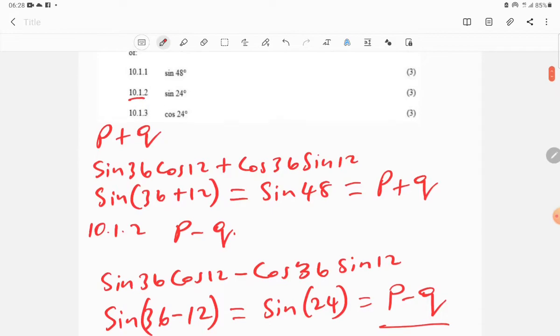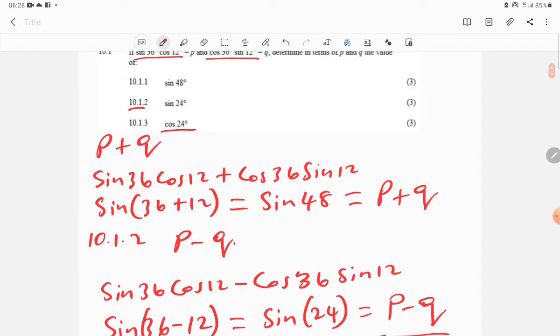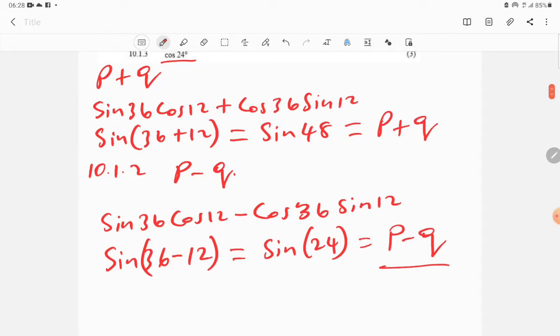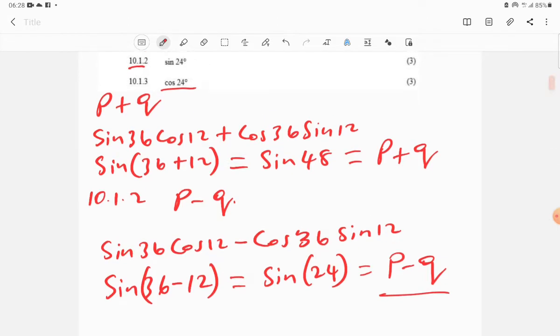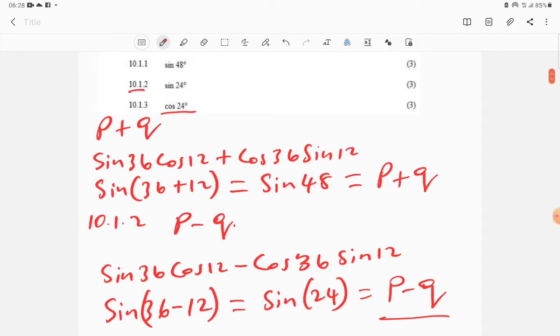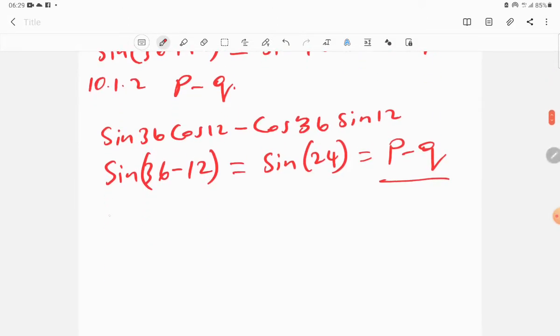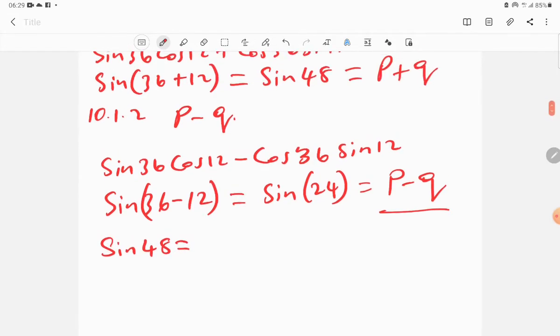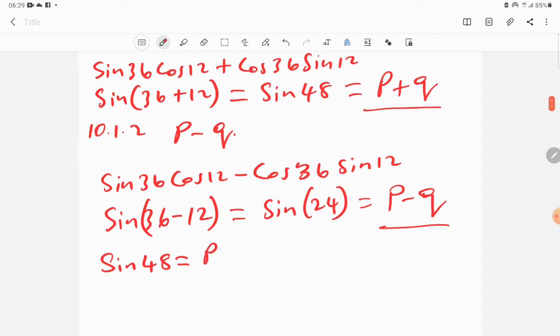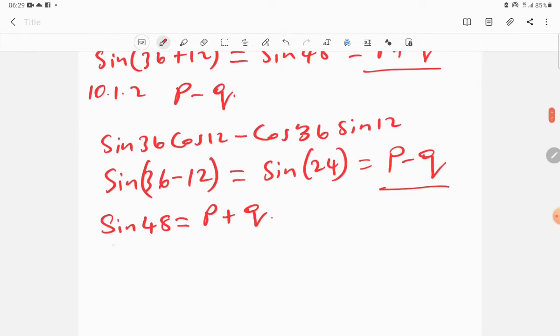Now, let's get into the third one, cos 24. But how can we go about doing that? We really know that sine 48 is equal to, this is what we did prove, P plus Q, right? And we really know that this sine 48 is actually a double angle. We may not notice that this is just a double angle, but we can write it that way.